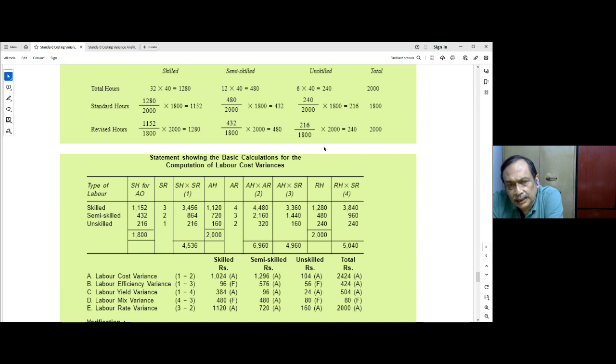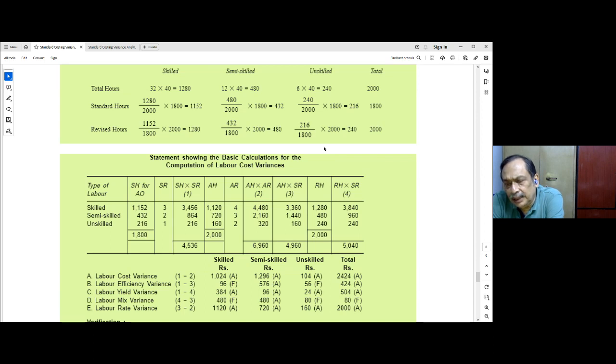864 and 216, that is 4536. Actual hours 1120, 720, and 160. Total is 2000. Actual rate is 432. So actual hours into actual rate, let it be 2, that is 4480, 2160, and 320. Total is 6960.